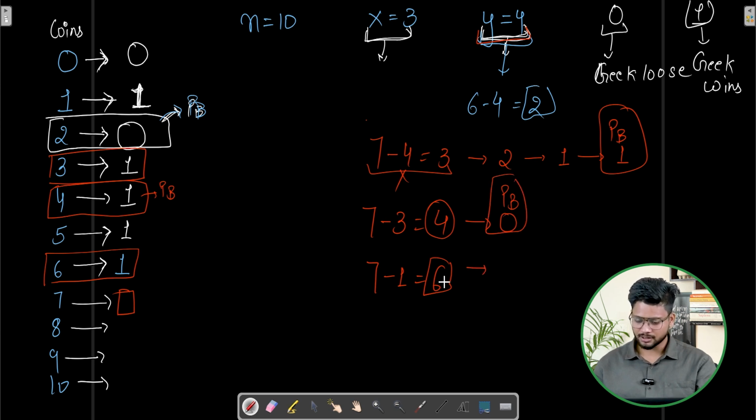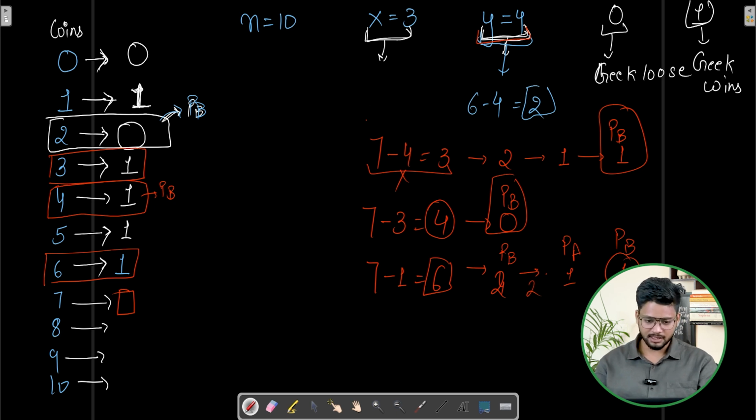If we have 6 coins, then what is going to happen here? Player B will take 4 coins, and after that there are only 2 coins remaining, and there player A will take 1 coin and player B will take 1. So player B is going to win. Okay, so in every case player B is going to win, so that's why the answer is 0. Okay, let's understand it for 8 also.